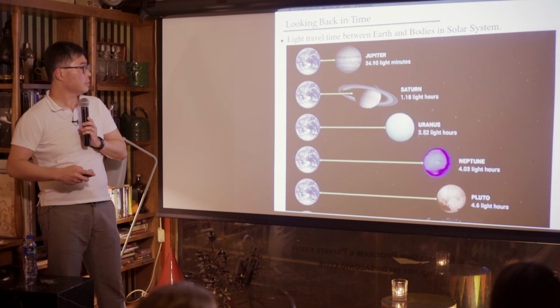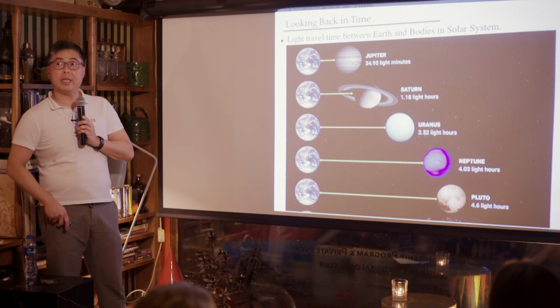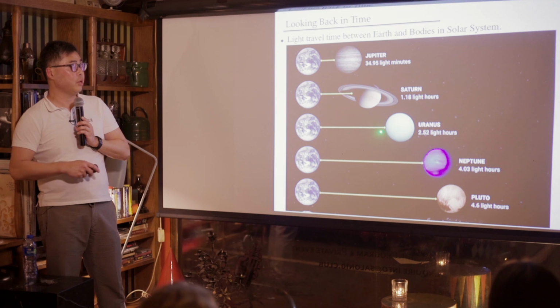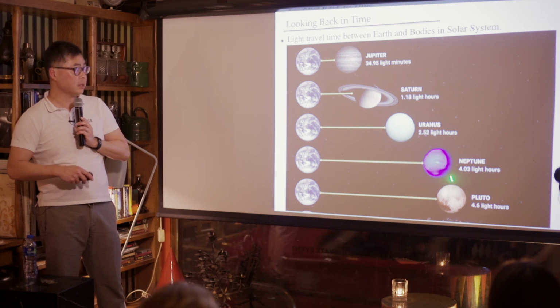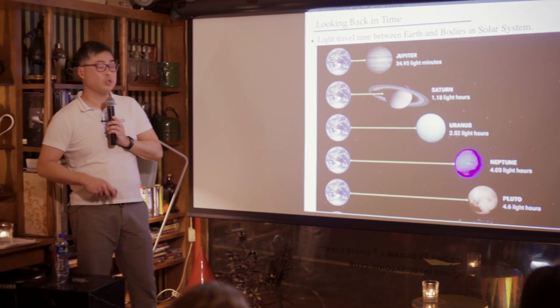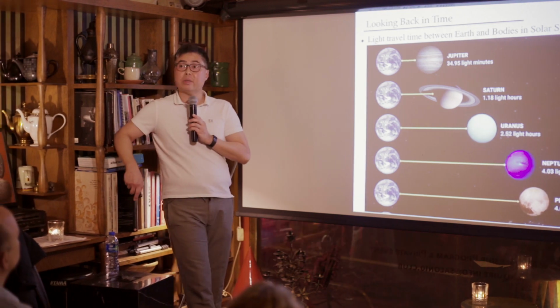For Mars, it takes about 4 minutes for light to travel between the Earth and Mars. For Jupiter, it's 40 minutes. Saturn is now 1 hour. Uranus, 2.5 hours. Neptune, 4 hours. Pluto is nearly 5 hours.